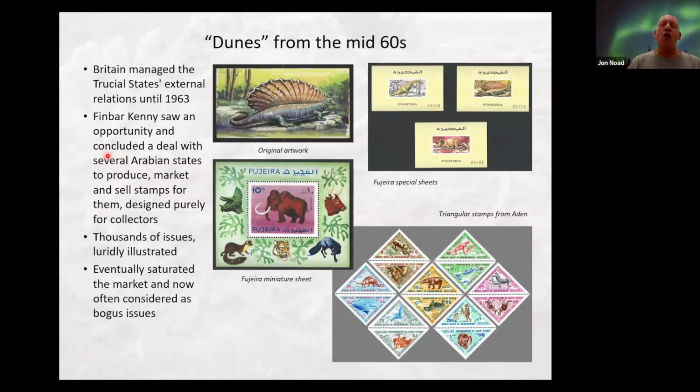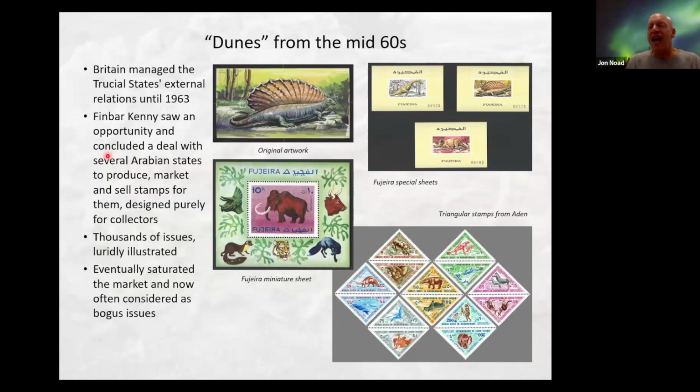And what had actually happened was there was a guy called Finbar Kenny from the United States. And in 1963, he contacted these Arab states and said, "Can I market these stamps for you? I'll give you $5 for every one that I market. And so you'll get the money for it, for your kingdom. And in return, I get to sell the stamps." And he sold literally tens of thousands of these issues around the world. And you can find everything from questionable nudes to dinosaurs, to Olympics, to scouts, to prime ministers and presidents.